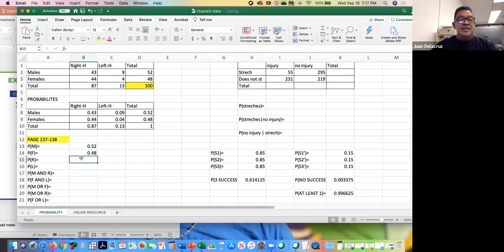So we have the probability of right. Once again, the probability of right is the number of right-handed divided by the sample size. I already have it here. So this is my probability of right. And my probability of left is going to be this one, right? So here we have these examples.